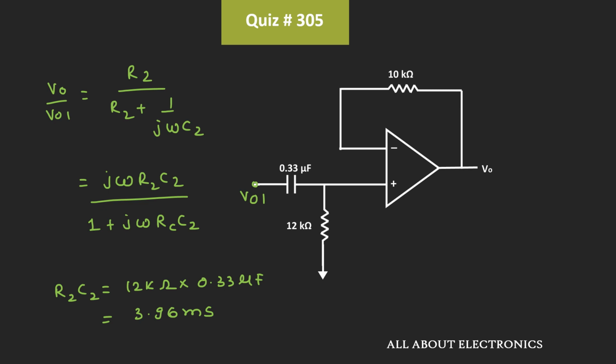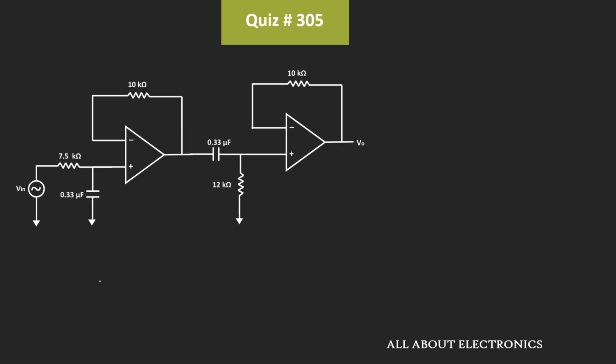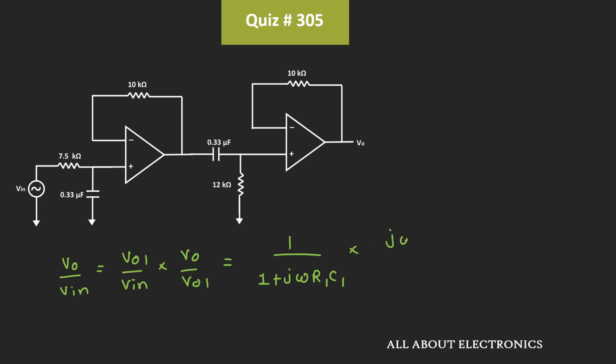So in this way we got the transfer function of this high pass filter as well as the low pass filter. So if we see the overall transfer function, that is Vout divided by Vin, then it will be equal to VO1 divided by Vin times Vout divided by VO1, that is equal to 1 divided by 1 plus j times omega times R1 times C1 times j times omega times R2 times C2 divided by 1 plus j times omega times R2 times C2.